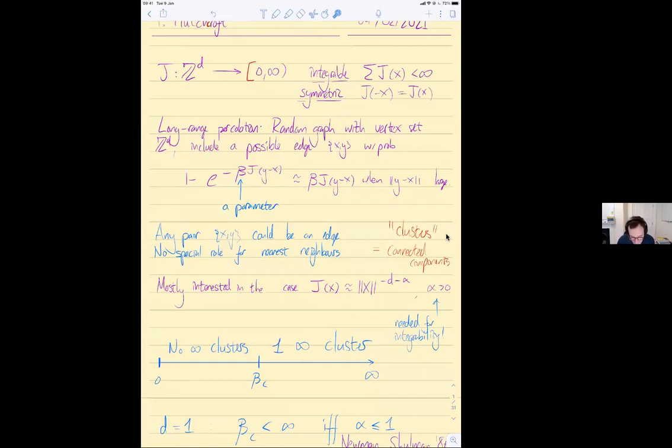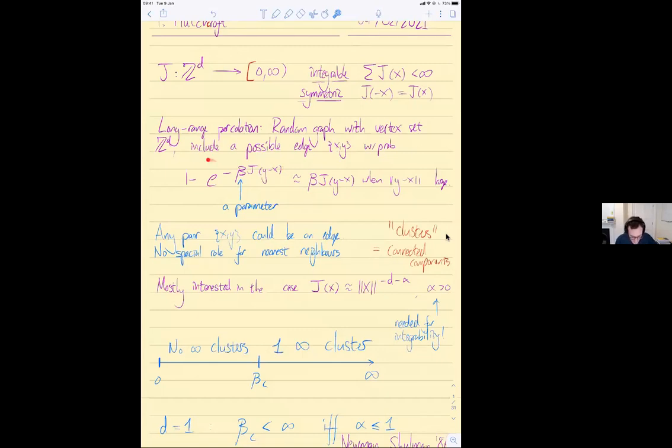The way we do this is we take a function J from Z^d to the non-negative reals, and we're going to assume that this function is integrable, meaning if I sum it over all points, it's finite, and symmetric, so J of minus x should be the same as J of x. Given such a function J, long-range percolation is the graph with vertex set Z^d, where each possible edge, each pair x y, is made into an edge with probability 1 minus e to the minus beta times J of y minus x.